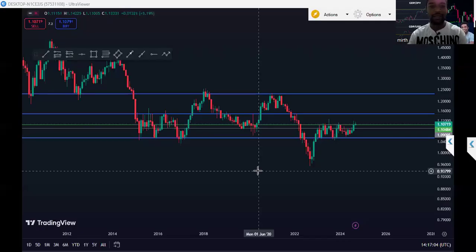Hi guys. Today I'm going to be talking about Euro USD. So as you all know, I go on the monthly time frame. On the monthly time frame, this is the area where I mark out my key levels. Levels are areas where market has rejected significantly from several times.